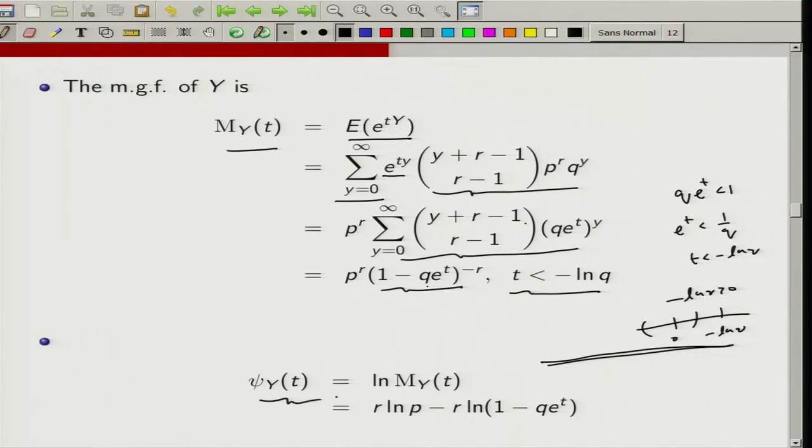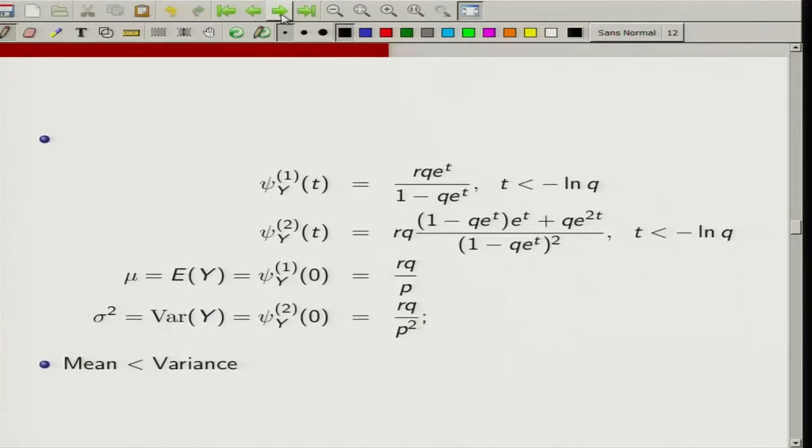So, let us try to see what is psi y t, which is log of m y t. Log of m y t is nothing but r log p minus r log of 1 minus q e to power t. So, I differentiate psi y t, which is log of m y t, and then I put t is equal to 0, that will give me mean. If I differentiate it twice and put t is equal to 0, that will give me the variance. So, psi y 1 t is this quantity for t less than minus log q. I differentiate it once more to get psi y 2 t, which is r q comes outside, and I differentiate then e to power t upon 1 minus q e to power t, which is 1 minus q e to power t whole square, 1 minus q e to power t differential of e to power t, then minus e to power t differential of this, which is minus q e to power t, minus minus becomes plus, so it becomes q e to power 2t.